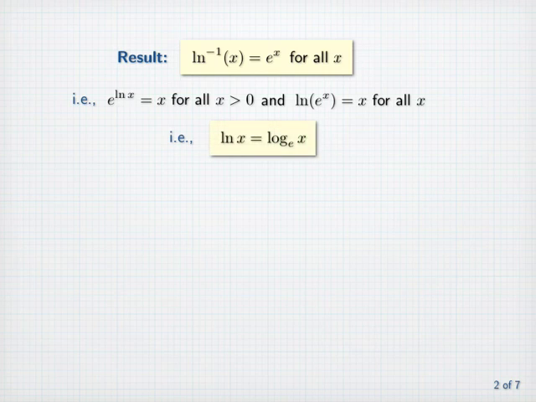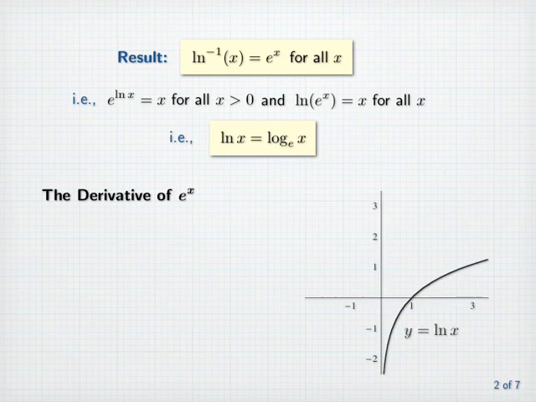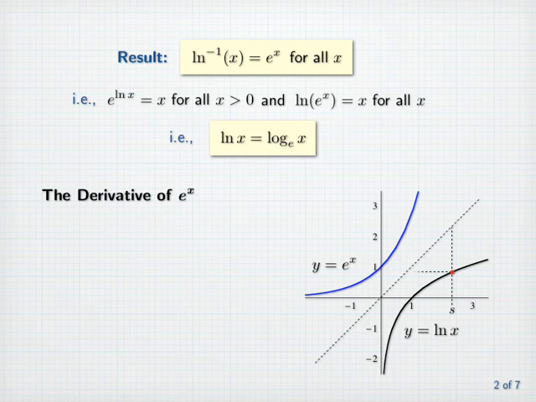Now, since we know how to differentiate the natural log of x, we can also differentiate its inverse e to the x. Let's first approach this geometrically. Here are the graphs of the natural log of x and e to the x. Suppose that s is a positive number on the x-axis. There is a corresponding point on the graph of e to the x where the y-coordinate is s. We know that the slope of the tangent line to the graph of the natural log of x at s is 1 over s, since the derivative of the natural log of x is 1 over x.